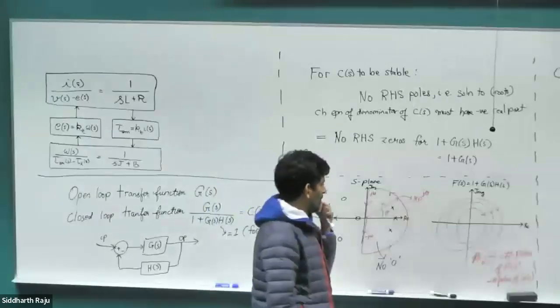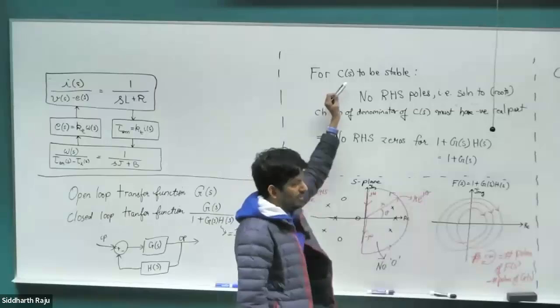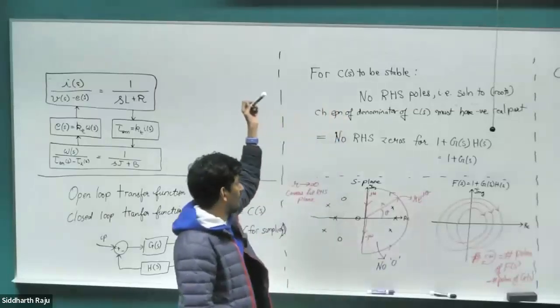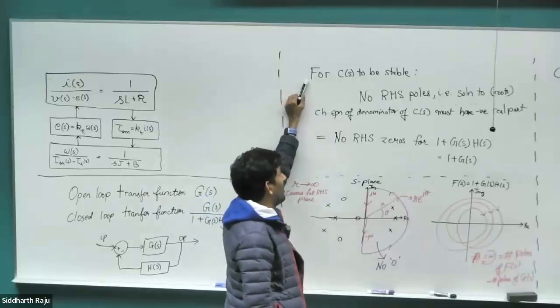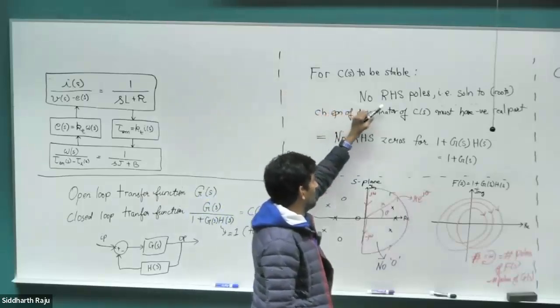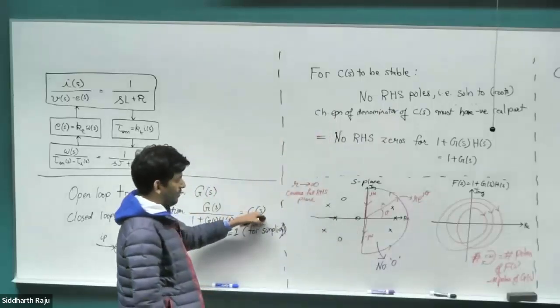We are interested only in systems which are closed loop stable, right? If you're going to make the system unstable, that's of no use to us. So we're only interested in closed loop stable. That means there should be no right-hand side poles, that is, no roots of the characteristic equation in the denominator of C of S.